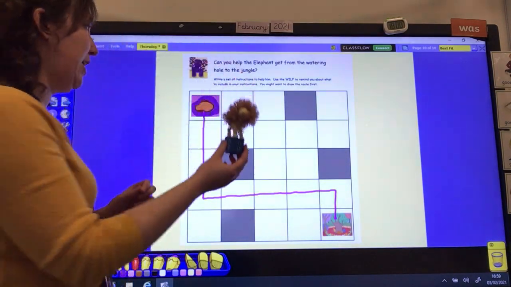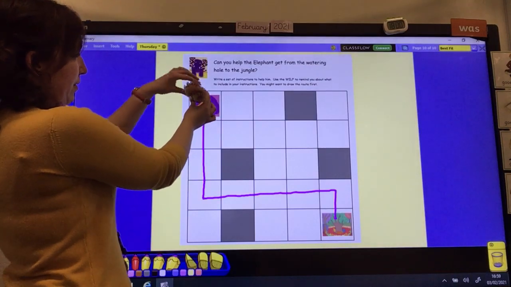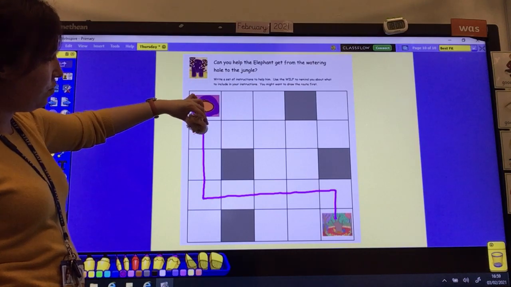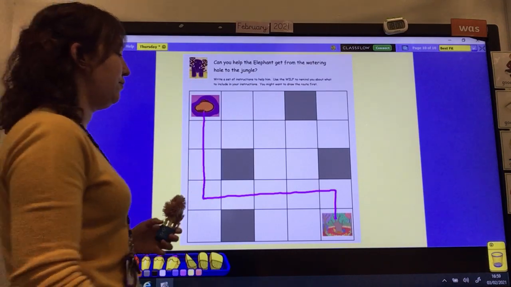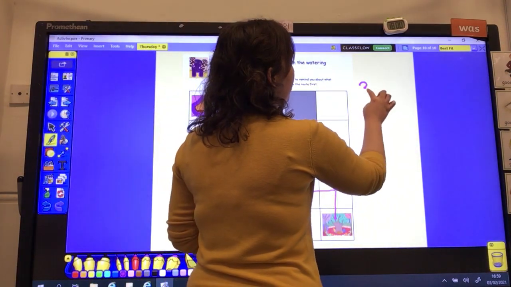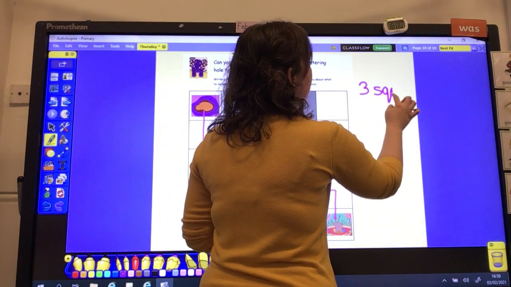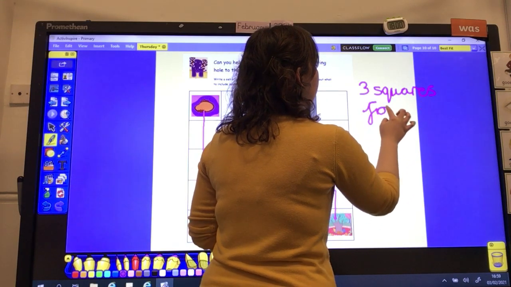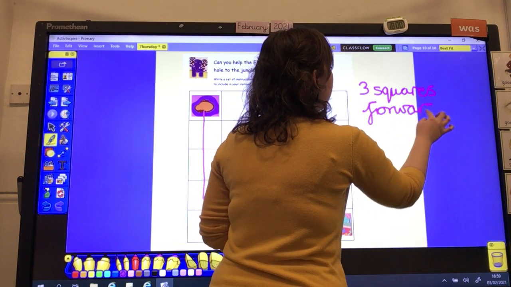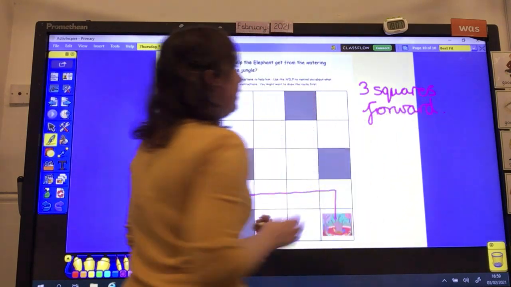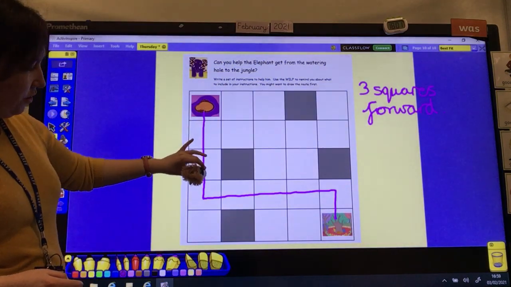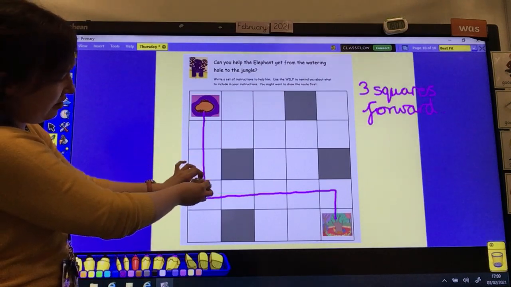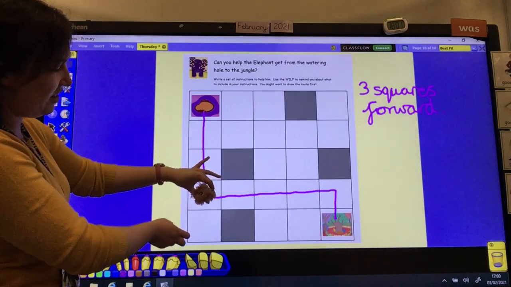So I've got my character ready, and I'm going to put him on my map. So I'm going to do it like this, so it's a bit like it's being flat on your table. So he's going to go 1, 2, 3 squares forward. So I can write 3 squares forward. Okay, so he's gone 1, 2, 3, and he's facing this way at the moment. So he needs to turn left. So he needs to turn left.